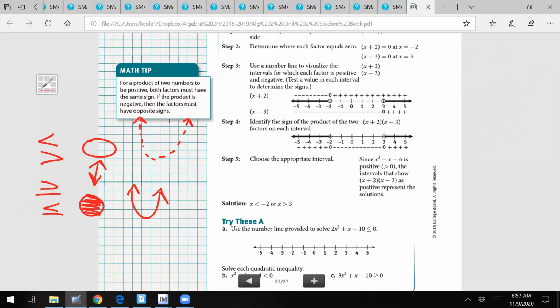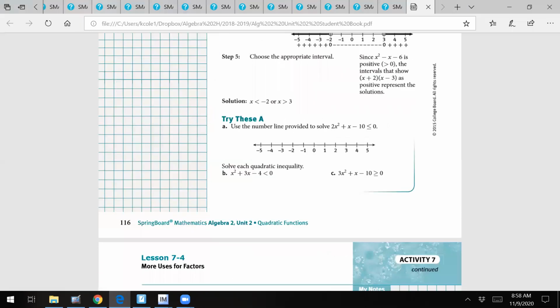All right, let's work a problem. We're going to go to Try These A, and we're going to do this together. Remember, if I'm writing, you're writing. Everything that I'm doing, you're doing in your book. That's how you're getting credit for your notes today, okay?